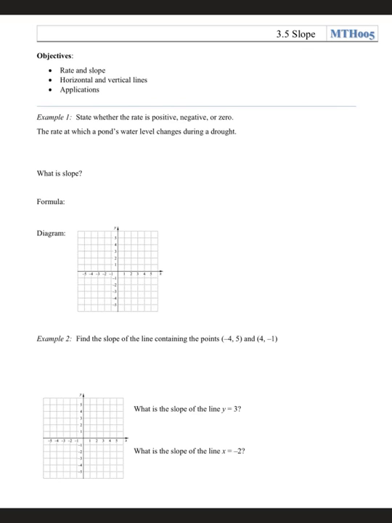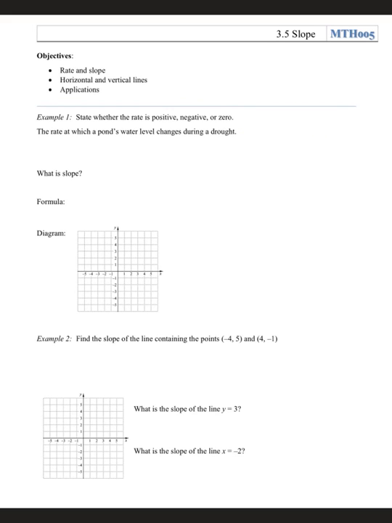So the first example here. We want to state whether the rate is positive, negative, or zero. So without seeing a graph, what we want to do is just read the statement and figure out, okay, does this describe something on a graph? Meaning, if we have an x and a y axis, would this graph be going up? Would it be going down? Or would the rate be staying the same, meaning it's a straight line? So that's what we want to think here. If we were to graph this, what would it look like?